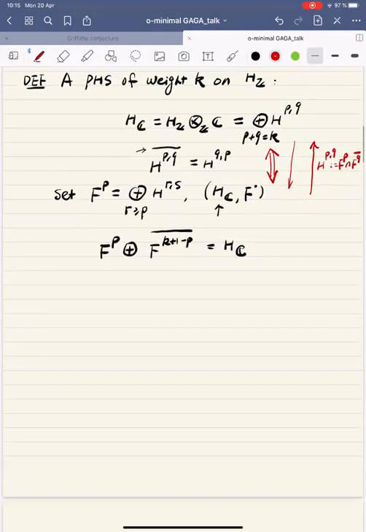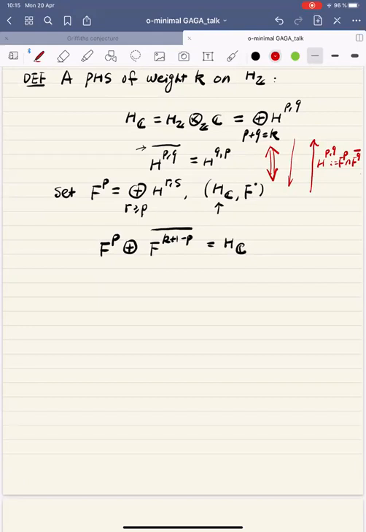We have a so-called V operator. It's defined to be the direct sum, which means that the operator is a map from H_C to H_C, such that on each piece it is multiplication by i to the power of p minus q. And in fact, this is a real operator.